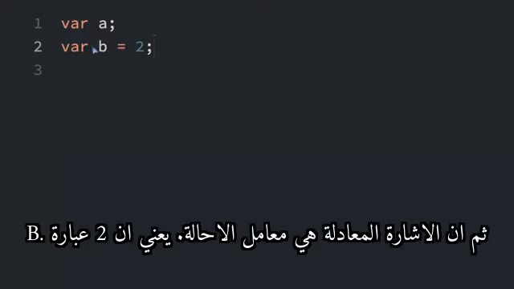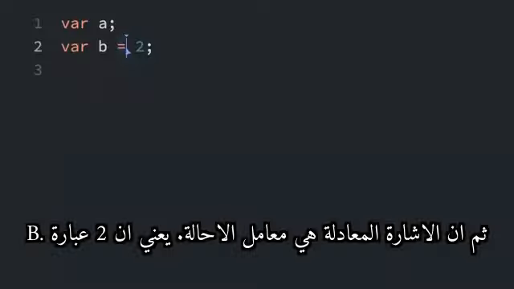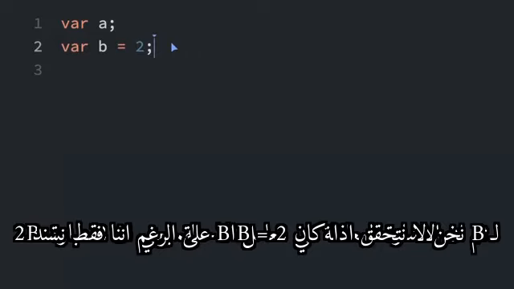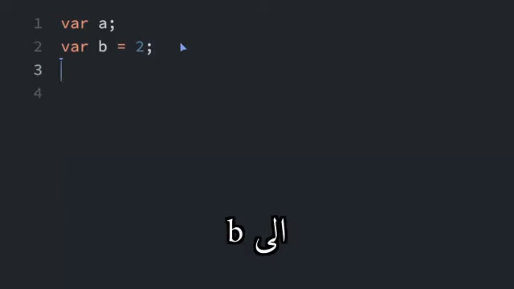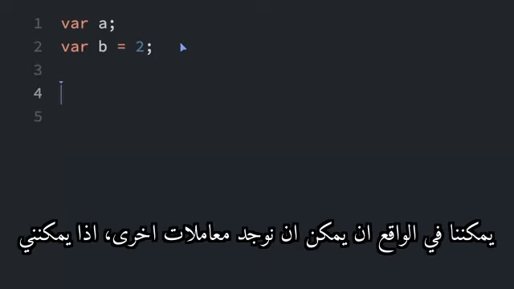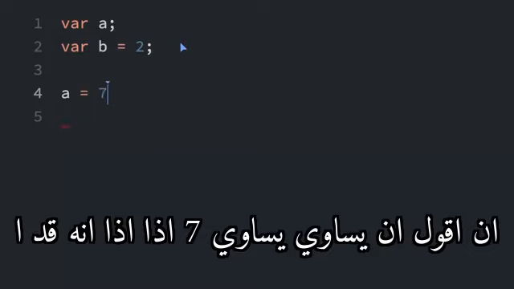So we're declaring it var b, and then the equal sign is the assignment operator. It means that 2 is being assigned to b. We're not checking if b equals 2, though. We're just assigning 2 to b. So after that, we can actually assign other things. So I can say a equals 7. So now I've just assigned 7 to a. I didn't have to declare a because it was already declared.